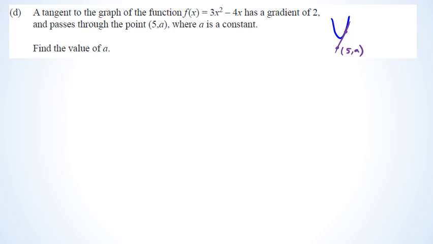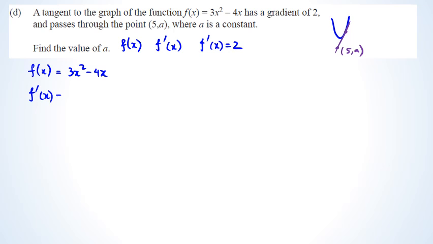Okay, so let's write down what we have. We've got f(x), we need to figure out f'(x), and we know that f'(x) at some point is going to equal 2. That's all we have right now. So I'm going to work out what f'(x) is first. I write down f(x), which is 3x squared minus 4x. I differentiate it, which means I end up with 6x minus 4.